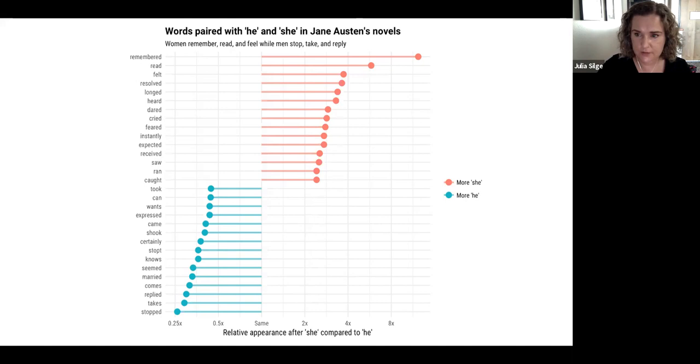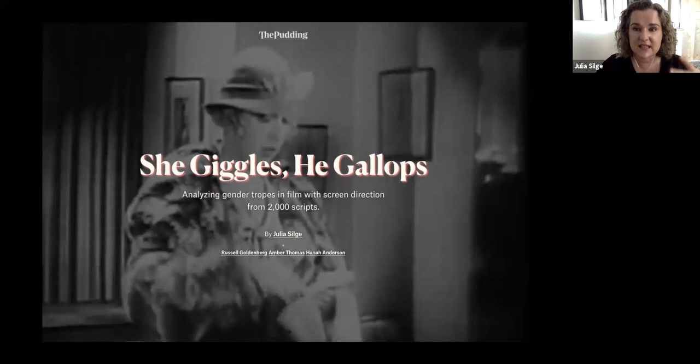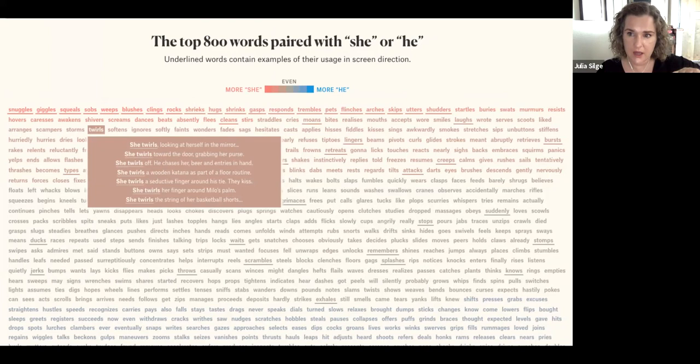I extended that analysis to a data set of film scripts, where we looked at the screen direction in film scripts and looked at the difference between what men and women actors are directed to do. For women, we see things like she gasps, she flinches, she shudders. Then there are things in the middle, which men and women are equally likely to be instructed to do, like she said, he said, pretty even. She grows, he grows, she lifts, he lifts. And then over at the other end, we see things like he shoots, he honks, rams. So we can understand how men and women are portrayed differently in film through these differences.